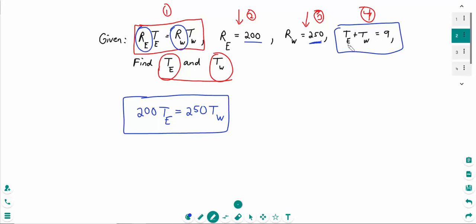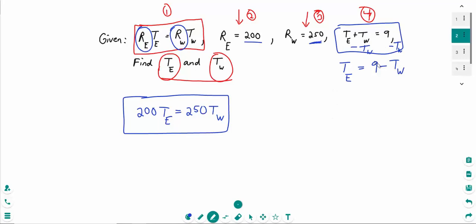So pick a variable that you want to solve for. You can solve for t sub e or t sub w, either one. I will choose to go for t sub e. And if I solve for t sub e, I'm just going to subtract t sub w from both sides, and we end up with t sub e is equal to 9 minus t sub w.